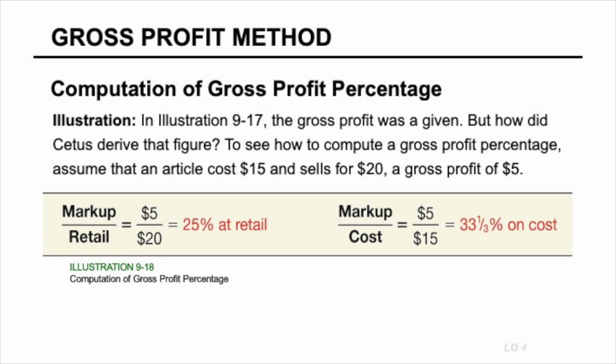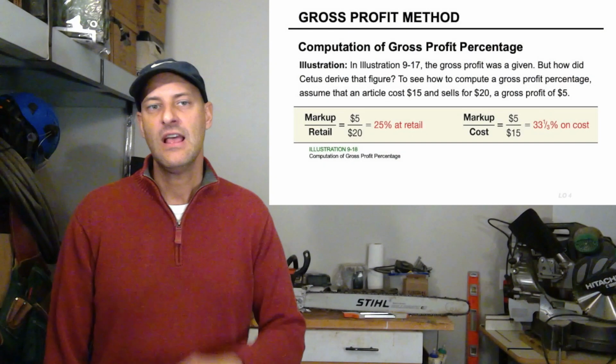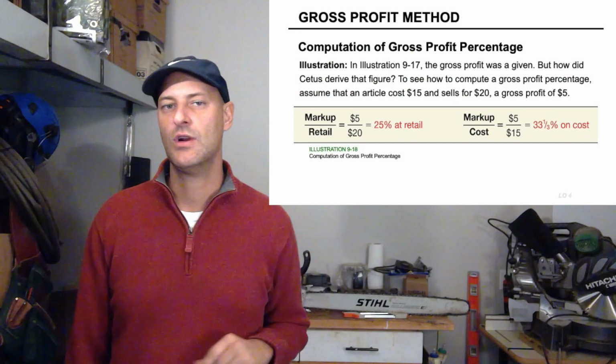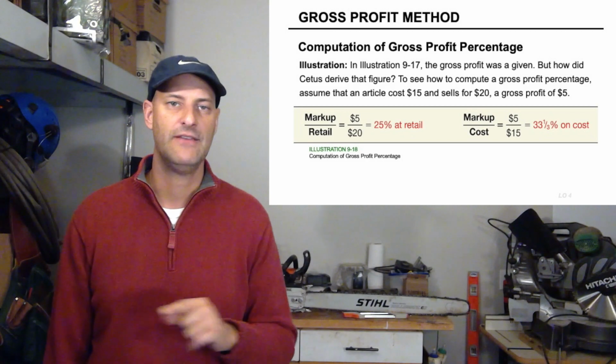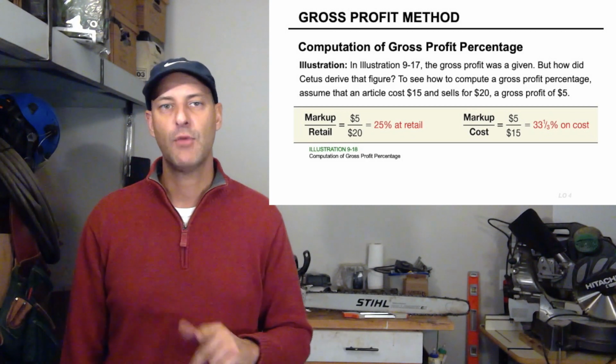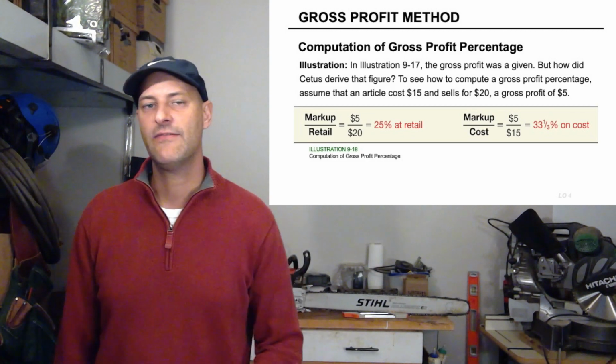This comes largely right out of the Wiley textbook. To compute gross profit percentage, we assume that we have an article that costs $15 and sells for $20. So the markup is $5. So our gross profit is $5. Now, our markup as a percentage of retail is 25%. 5 over 20 is 25%. 5 is a quarter of 20. That's our markup over retail. So it's 25% at retail.